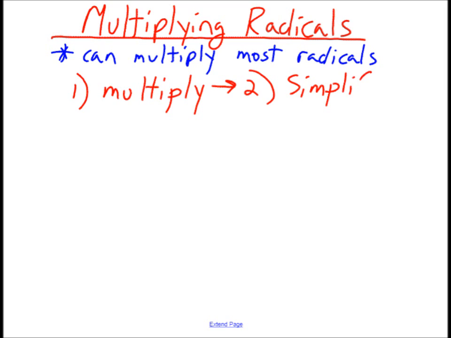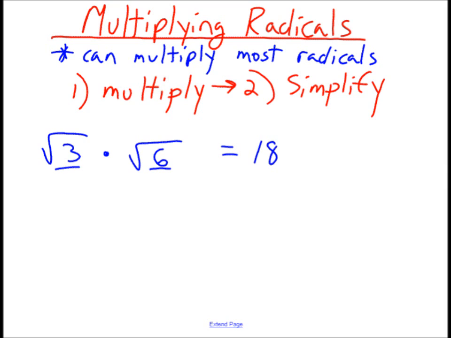Let me give you a couple examples of this. We'll start off very simple: root 3 times root 6. I can multiply the radicands together. The radicands are the numbers underneath my square roots. 3 times 6 is 18, but I keep my answer underneath the square root. So if the two things I'm multiplying are both underneath the square root, I multiply them together and keep my answer underneath the square root.